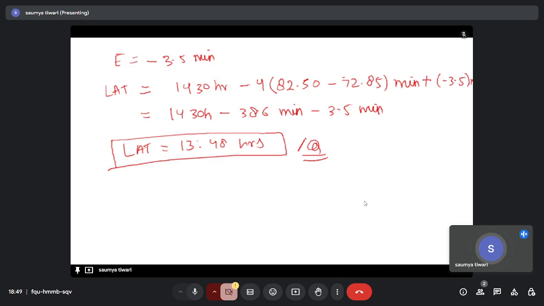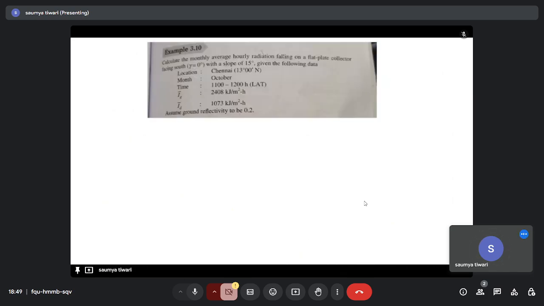Okay, so this was the basic question. This is the next question: calculate the monthly average hourly radiation falling on a flat plate collector. So now we have seen all the questions on how to calculate the angles and all. Now we have jumped on to the flat plate collector questions.